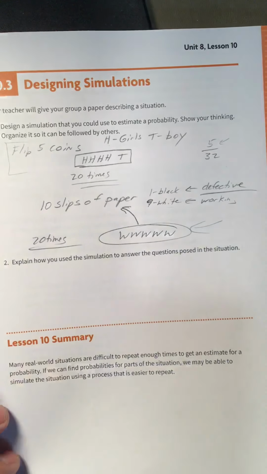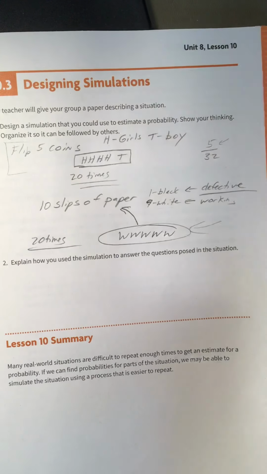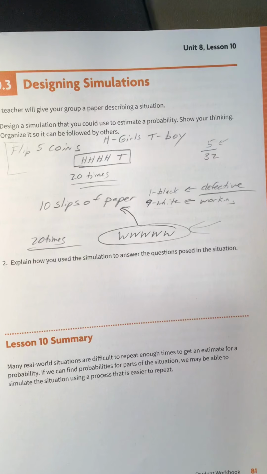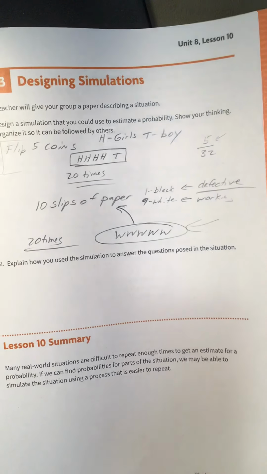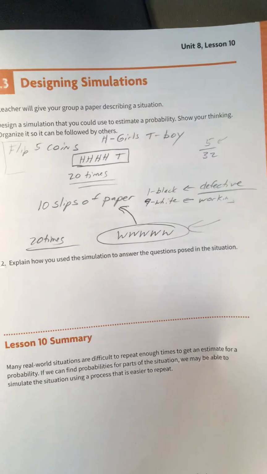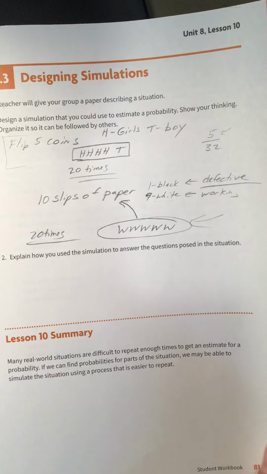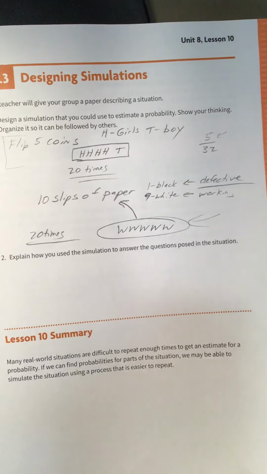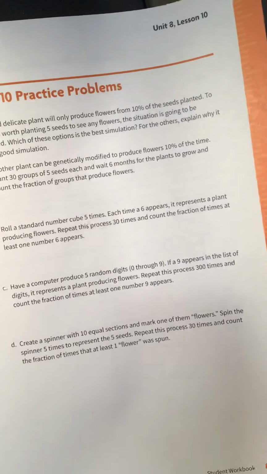The summary there points out that real-world situations are difficult to repeat enough times to get an estimate, because we could probably do that 150 times, or 200 times, or design an experiment on a computer program that would do it like 120,000 times. You won't want to draw that many slips of paper. So the easier you make it, the easier it is to repeat. It talks about some of that on the next page as well, on page 82.